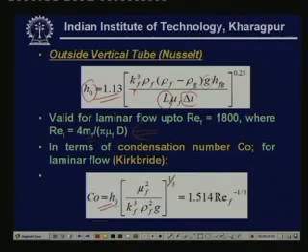This is Kirkbride's correlation for condensation outside vertical tubes. So, here this h naught is the heat transfer coefficient obtained from Nusselt's expression. Okay, and again mu f is the viscosity and rho f is the density, g is the acceleration due to gravity, and kf is the thermal conductivity. So, here this entire quantity is known as condensation number. Condensation number is equated to Reynolds number, Re_f. So, condensation number is 1.514 into Reynolds number to the power of minus 1 by 3. So, this is Kirkbride's correlation.